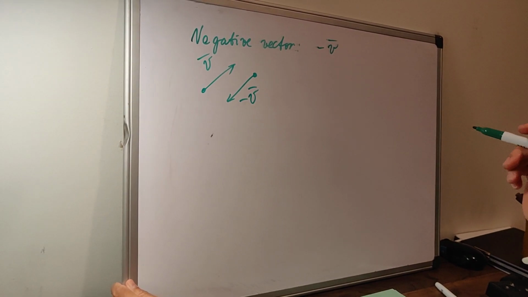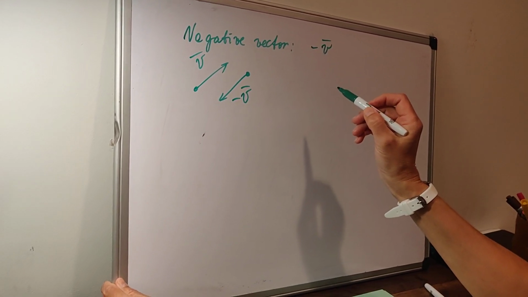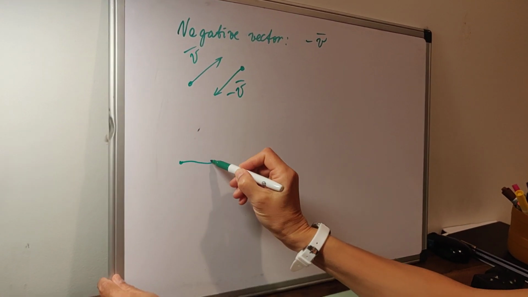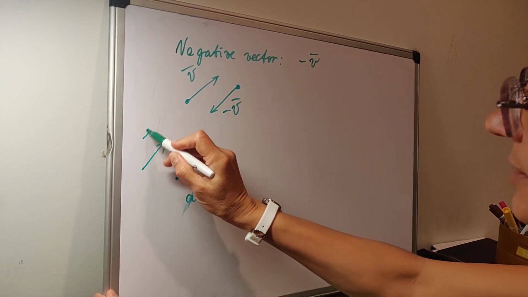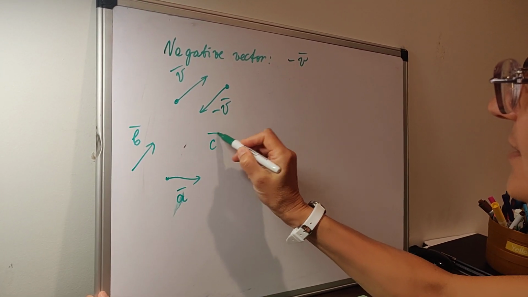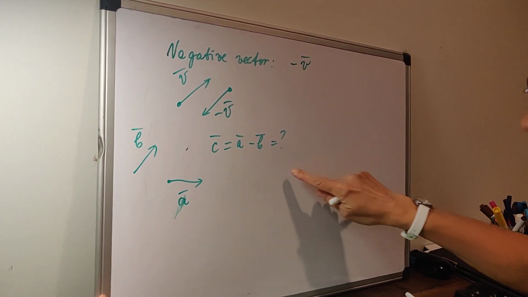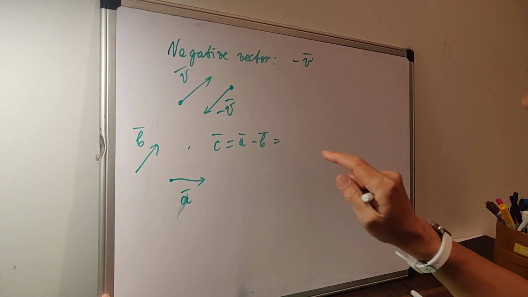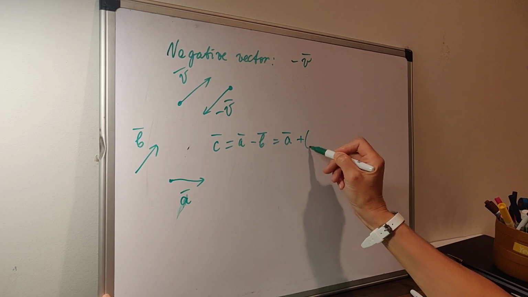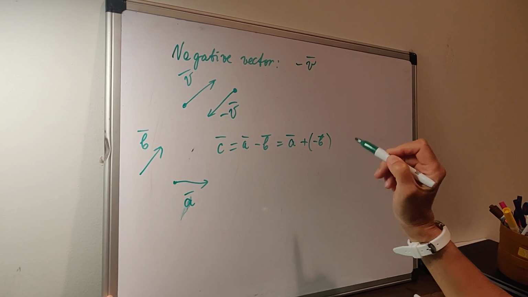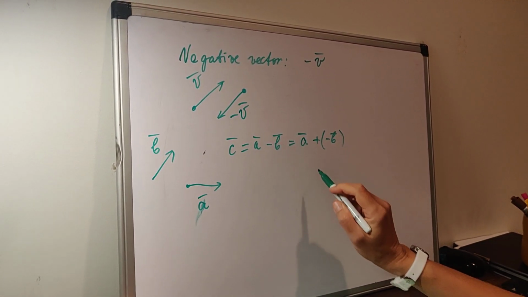How is it going to help us to do subtraction? Well, for example, somebody gives you two vectors, vector A and vector B, and somebody is asking what is a vector C, which is A minus B. And what are we going to do in subtraction? We are going to use the fact that minus B actually can be treated as negative B vector. Now we are just going to use addition rules, and instead of vector B, use vector negative B.